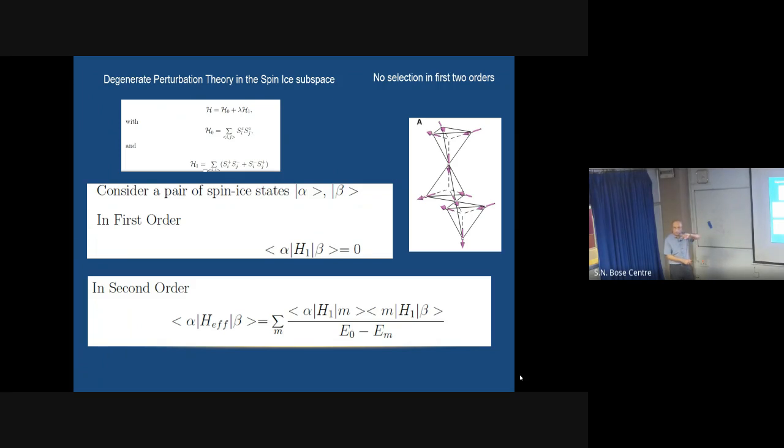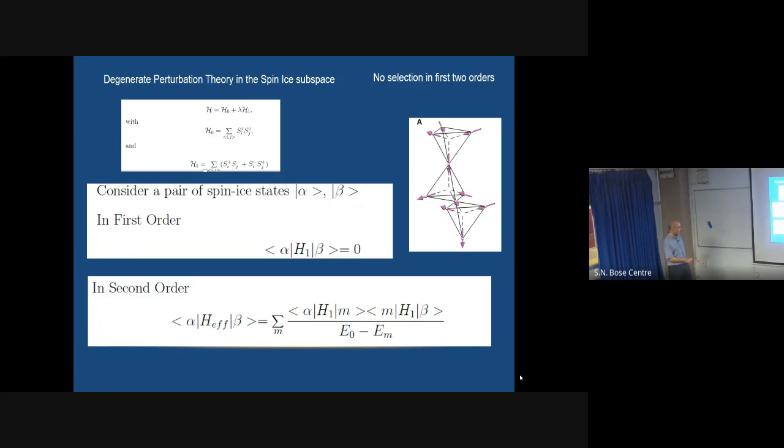So you go out of the subspace. If you think about degenerate perturbation theory, we are not interested in going out of this subspace. In first order, you are simply interested in: are there any matrix elements connecting two spin ice states? Well, no, they're all 0. Well, then let's go to second order.